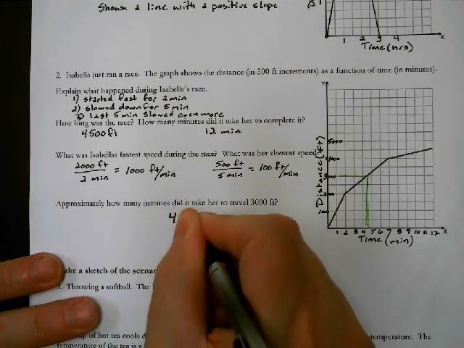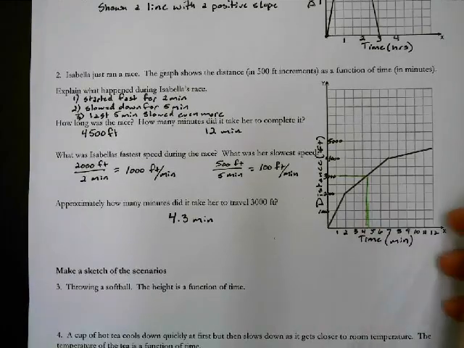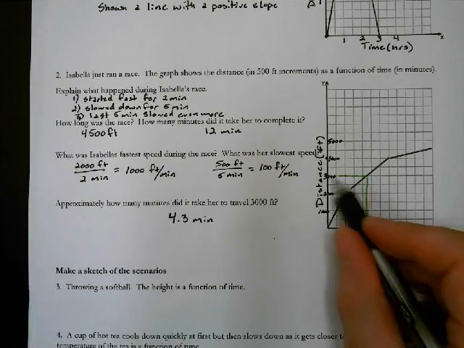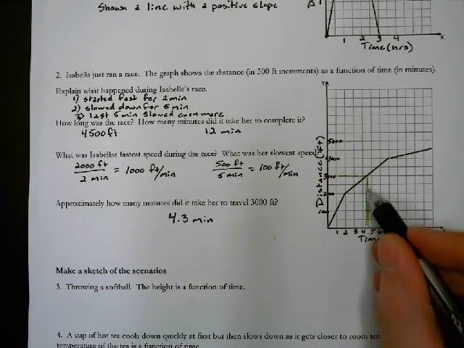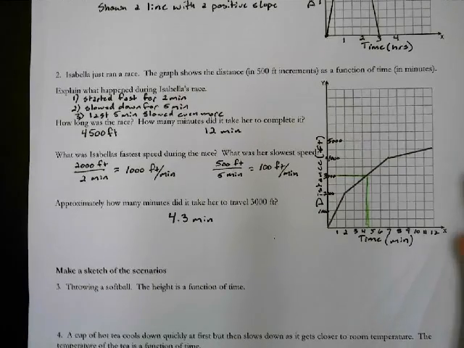We'd have to write an equation and actually solve for it to find out what that number is. But we can guesstimate on our graph. Here's 3,000. And we can go down here and find our time, somewhere between 4 and 5 minutes. We'll just call it 4.3-ish because that feels pretty good. Let's do that.